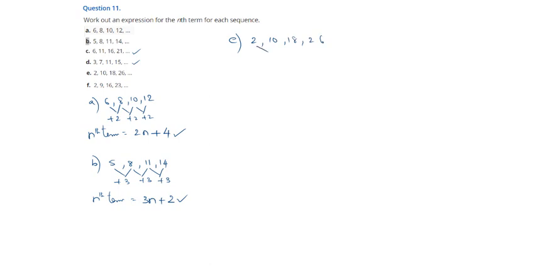So 2 plus 8 is 10. 10 plus 8 is 18. 18 plus 8 is 26. So nth term is equal to 8n plus. Now let's find out what is something. 8 into 1 is 8. 8 plus something should give 2.